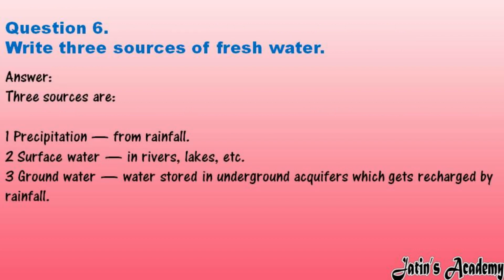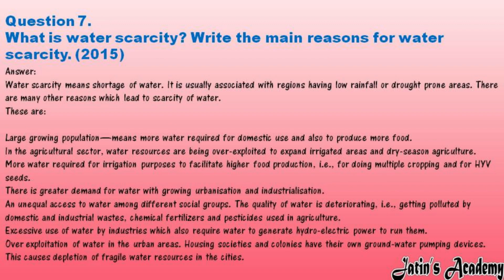Question 6. Write 3 sources of fresh water. Answer. 3 sources are: 1. Precipitation, from rainfall. 2. Surface water, in rivers, lakes, etc. 3. Groundwater, water stored in underground aquifers, which gets recharged by rainfall.